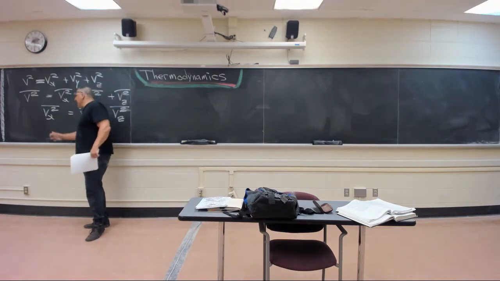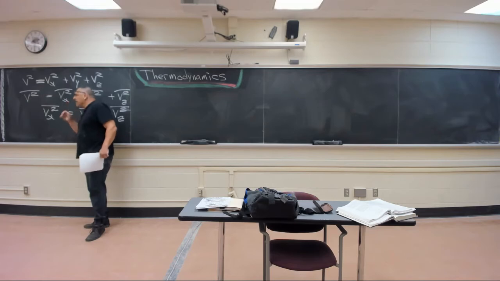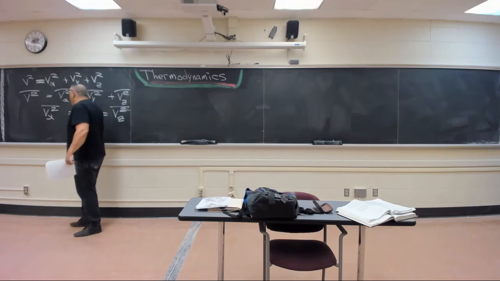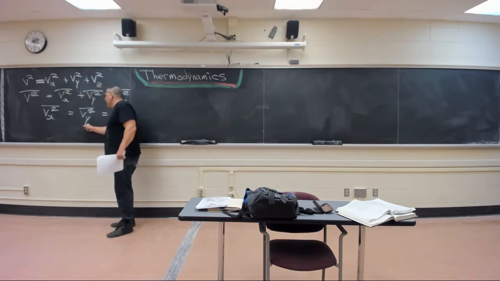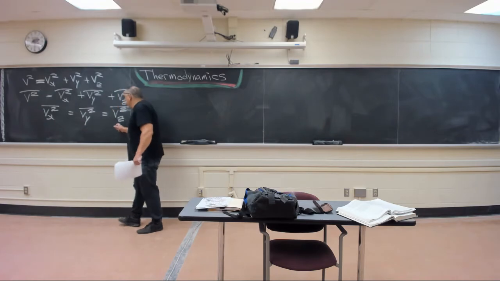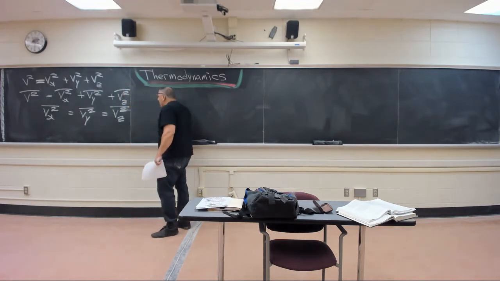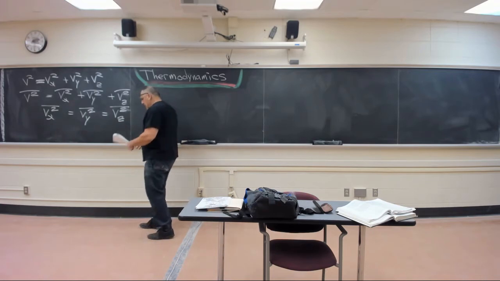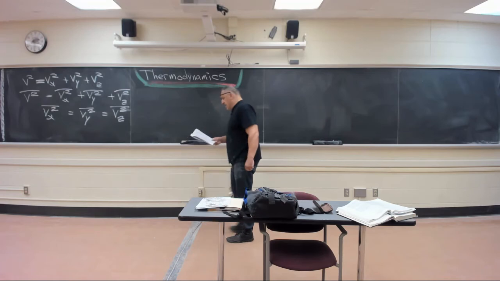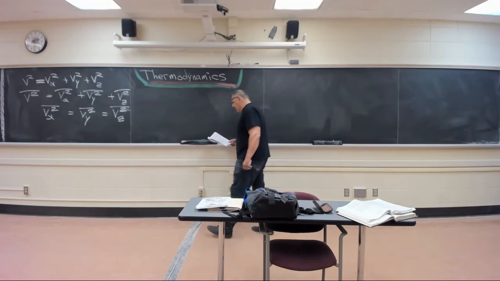The average of the square of the magnitude of the velocity in the x direction is equal to the average of the square of the magnitude of the velocity in the y direction, is equal to the average of the square of the magnitude of velocity in the z direction. Because it's random, guys, that's how it's going. What does that mean?